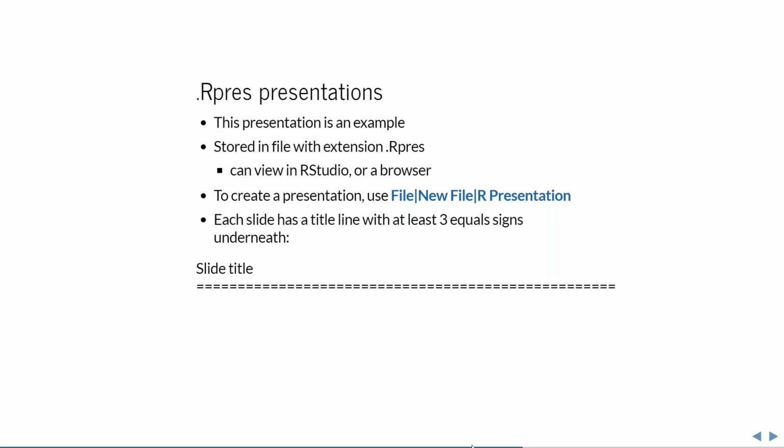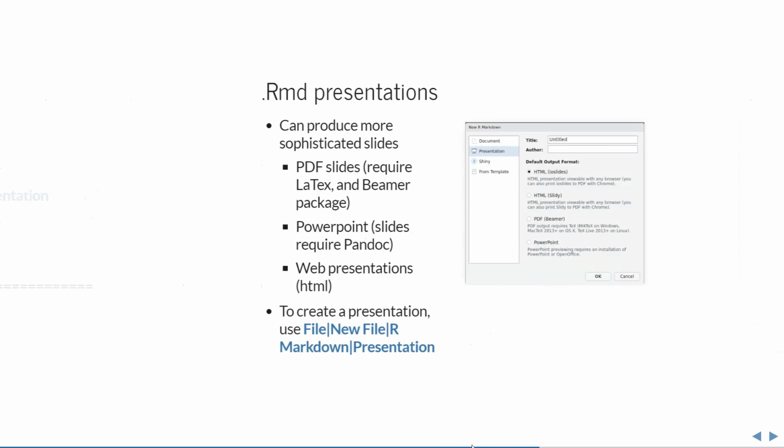It's very simple. And the way it works is it's just a standard R Markdown document, but each slide has a title line with at least 3 equal signs underneath. So you have the title of the slide and some equal signs. And that's how it knows to break it up into slides. So this is good for simple slides like this presentation, but you might want to do something more complex.